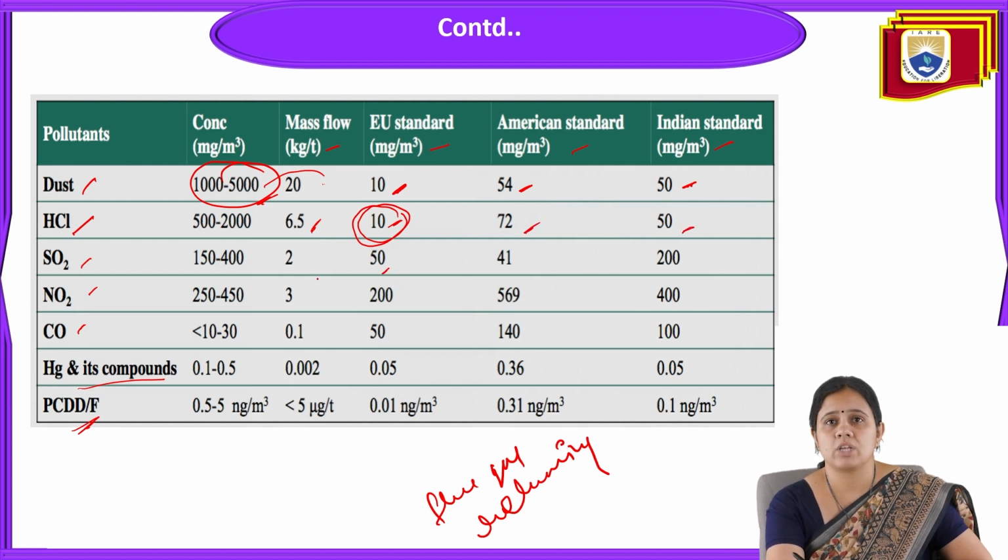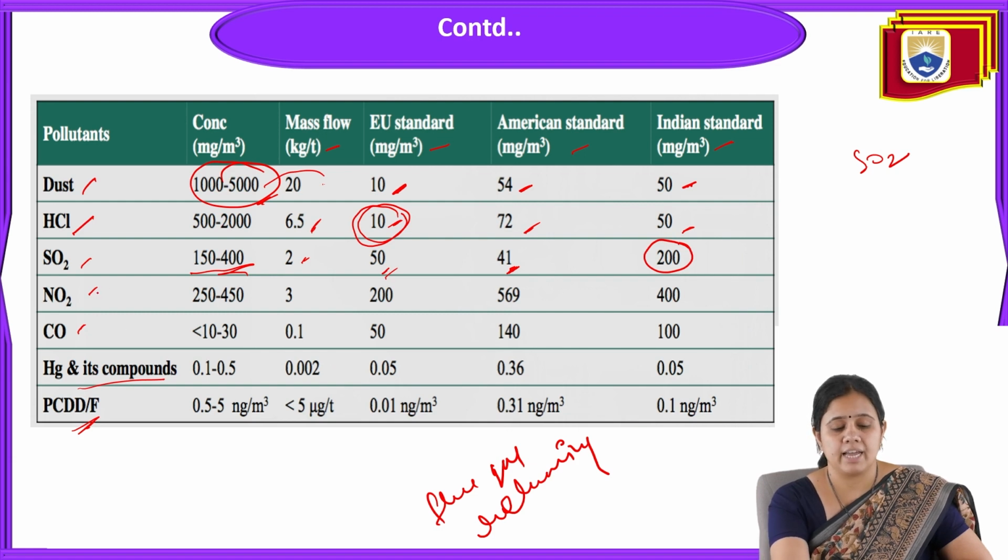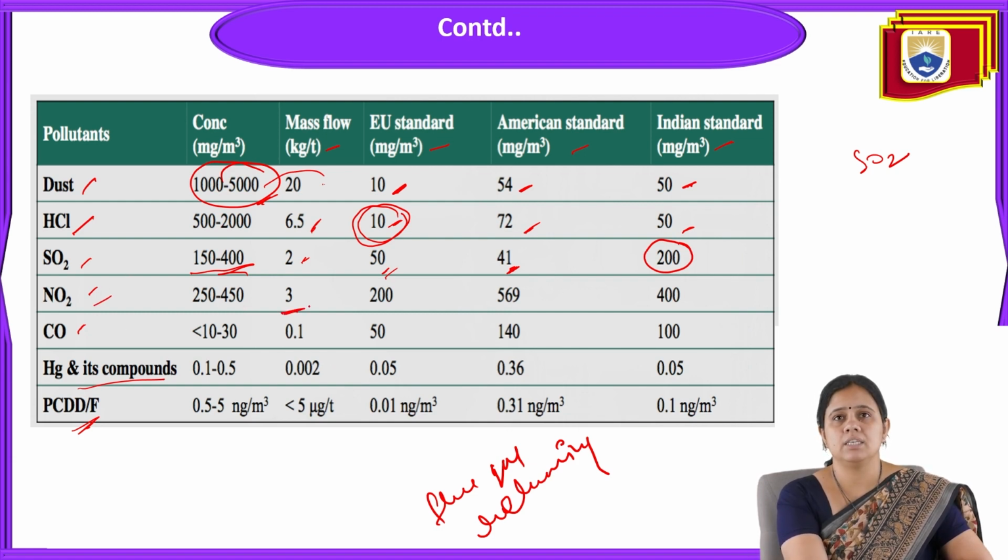Again, for SO2, sulfur oxide, the mass flow is 2, and the concentration range is 150 to 400. The EU standard is 50, the American standard is 41, and the Indian standard is 200 mg per cubic meter. NO2 has a mass flow of 3, the EU standard is 200, the American standard is 569, and the Indian standard is 400 mg per cubic meter.